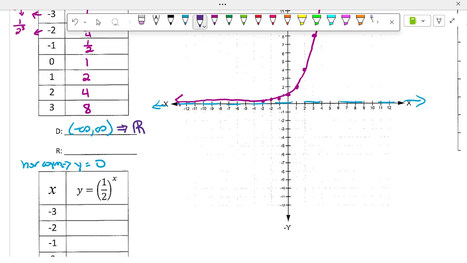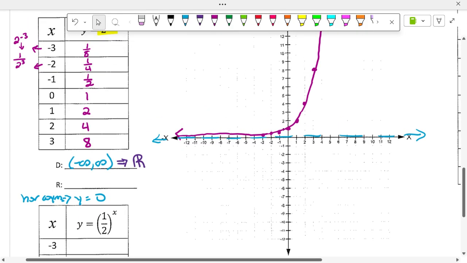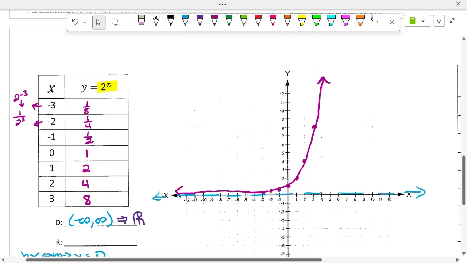Now, that's the domain. The range is a bit different. So, what do you think the range is? If we go from bottom to top, what is my lowest y value? From bottom to top. Or what's it really close to? Not 1.